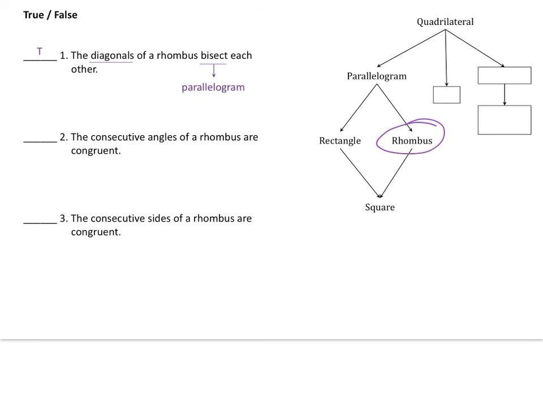All right, for number 2, we're also looking at a rhombus, and then we're looking at the property of consecutive angles congruent. And that requires our arrow to go up towards the parallelogram and then back down towards the rectangle. So if any part of your arrow is going down, then it is false. All right, now we're looking at our last statement that also has to do with the rhombus and the property consecutive sides congruent. Well, that's referring to a rhombus, so we're not drawing any arrows, so a rhombus has rhombus properties, so of course that's going to be true.